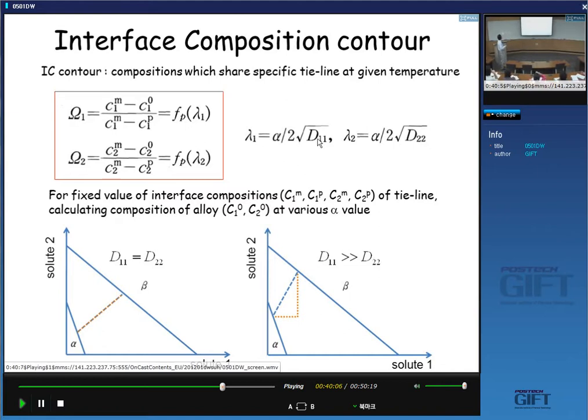So by calculating the C01 and C02 with respect to various alpha values, you can point out the location of the original composition which shares this interface composition during the growth of the product phase. Okay?